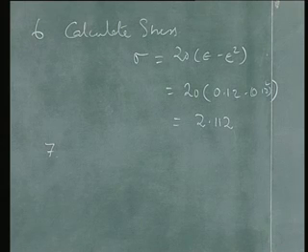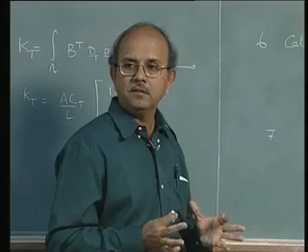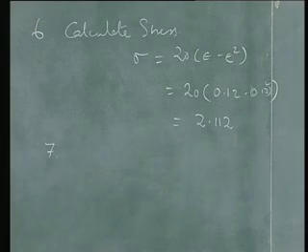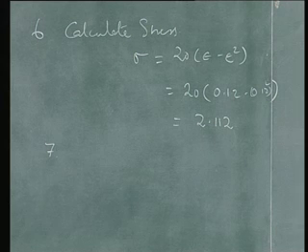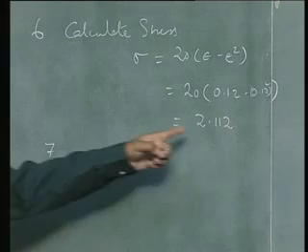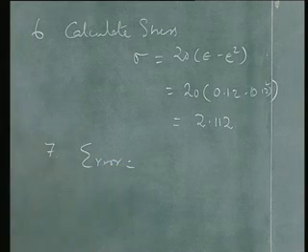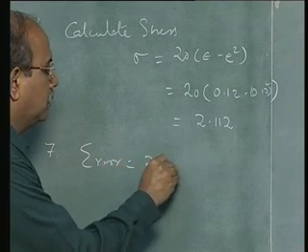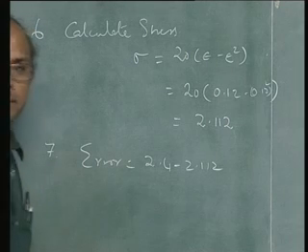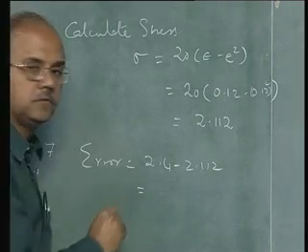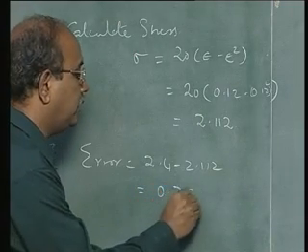Okay. Now, of course, the next step is to see internal forces and the error. The internal force in this problem happens to be very simple, because we are considering only one element problem. So it is just equal to sigma into A. A happens to be 1. So the internal force happens to be 2.112, and hence error is equal to 2.4 minus 2.112. So what's that? 0.288. Right.